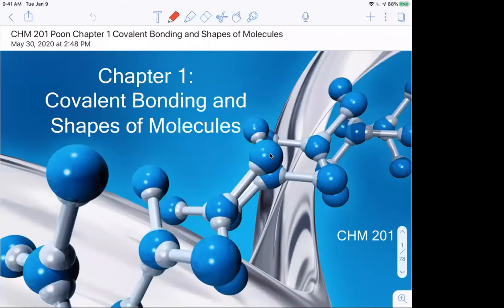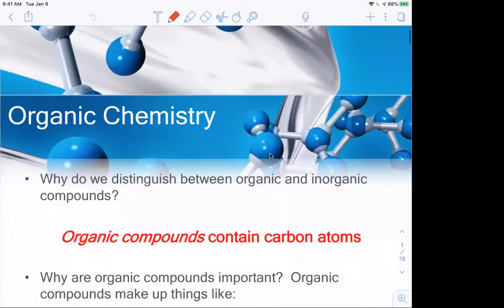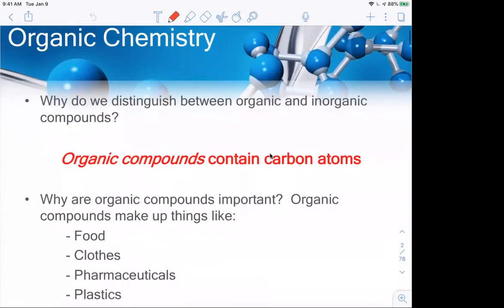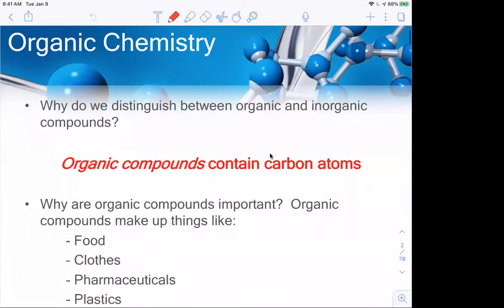In chapter 1, again, these topics are going to be a review of general chemistry topics that are important for organic chemistry. So we're going to be looking at covalent bonding and shapes of molecules. The first thing I want to talk about is what distinguishes organic chemistry from inorganic chemistry. And I think we all know that carbon is one of these distinguishing features.